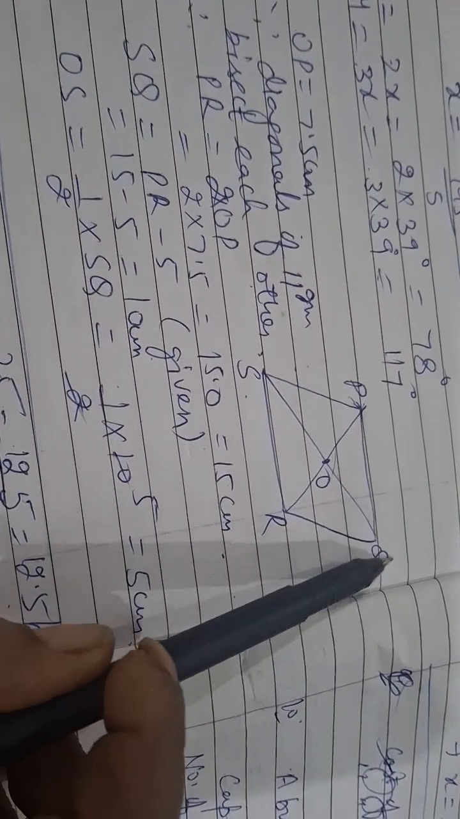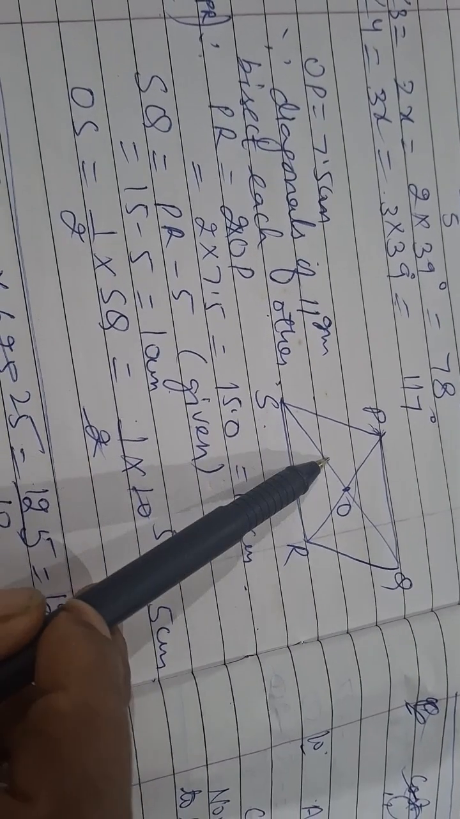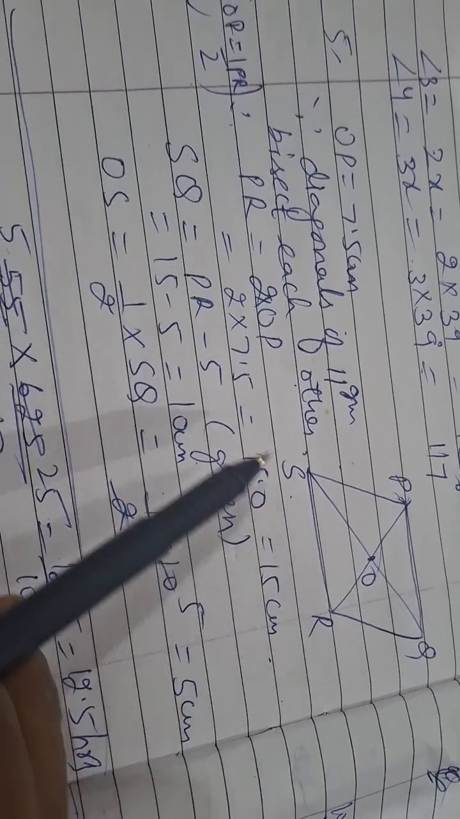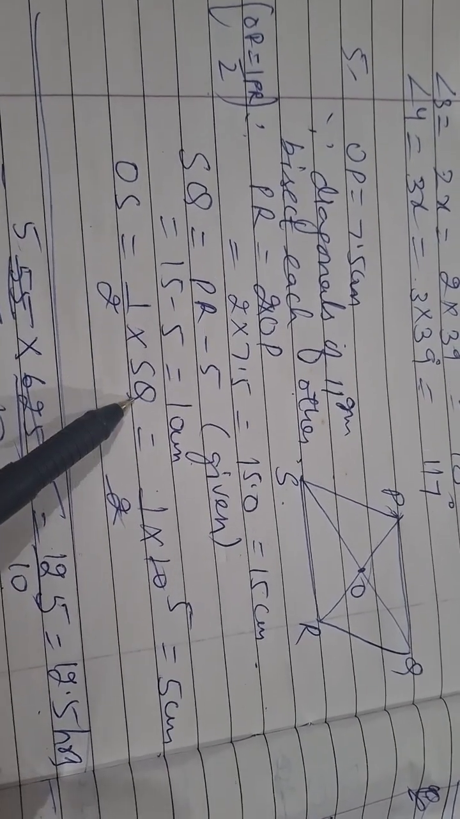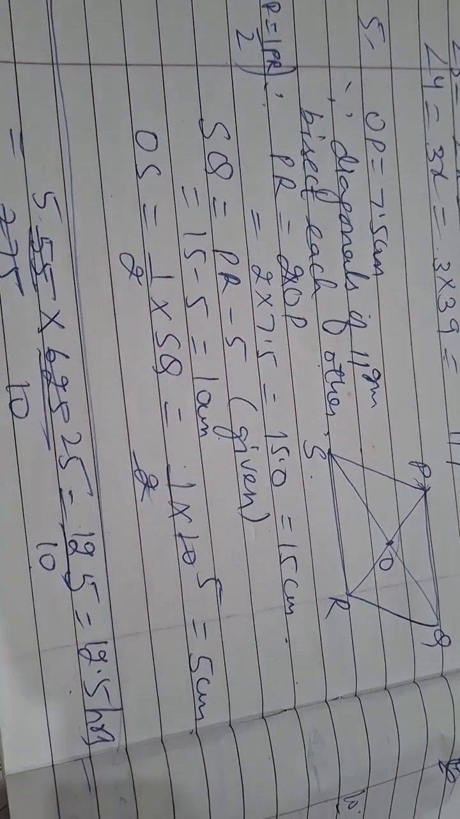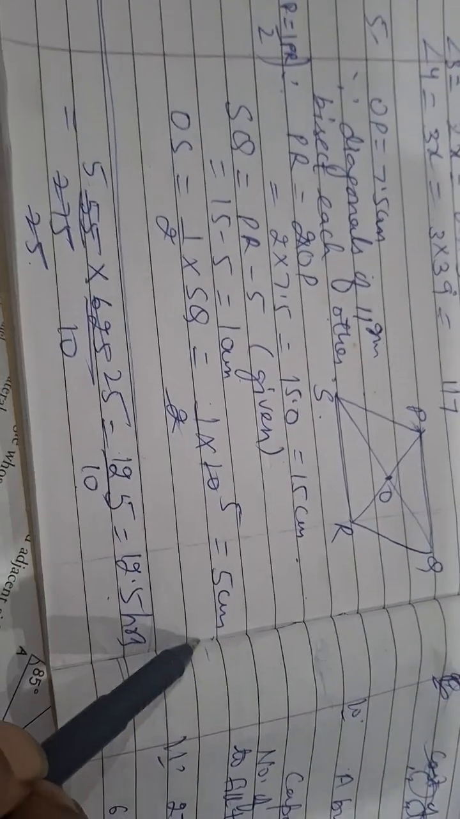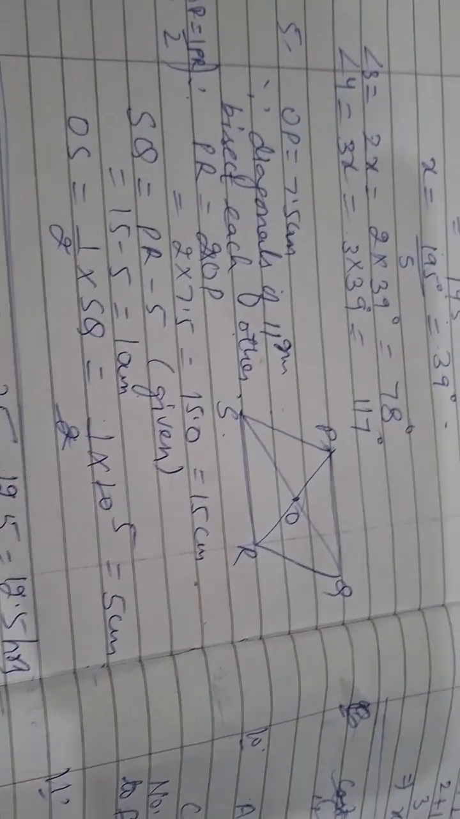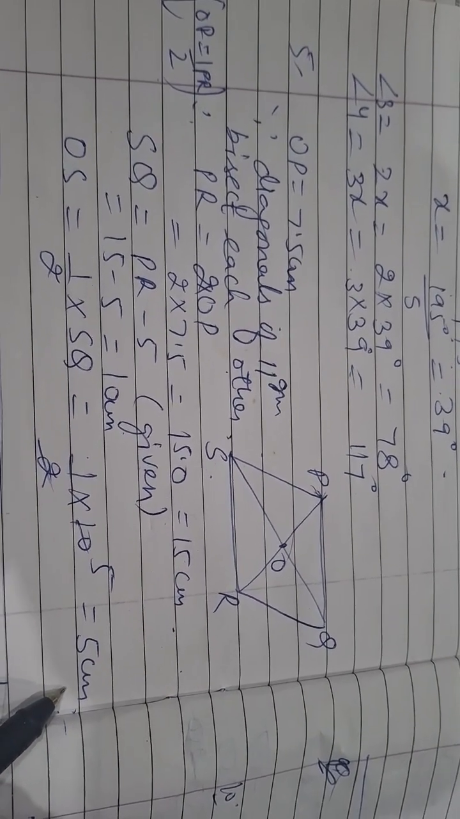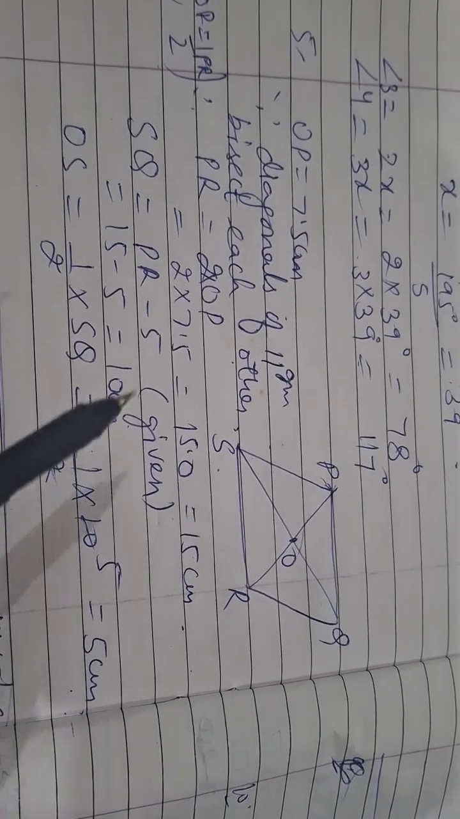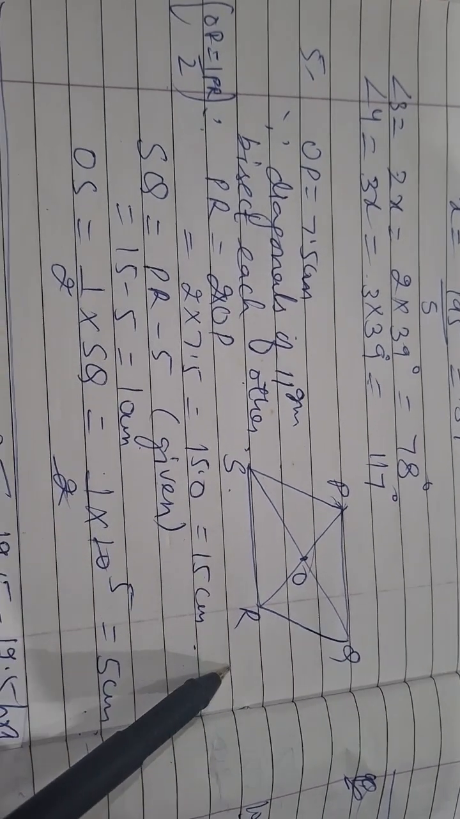Now this complete SQ is 10 and OS is equal to OQ. Now we have to calculate the value of OS. OS will be half of SQ, because the diagonals of a parallelogram bisect each other. Half into 10 is 5 centimeters. So this is your answer. The value of OS is 5 and the value of PR is 15 centimeters.